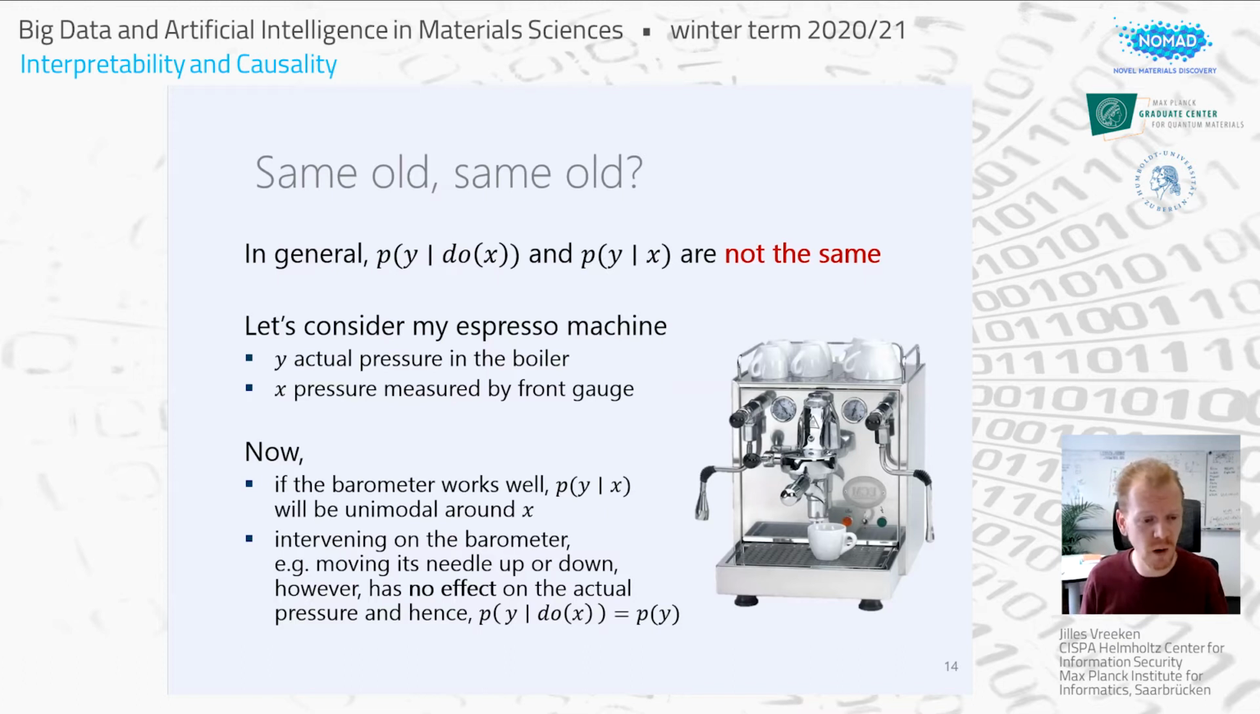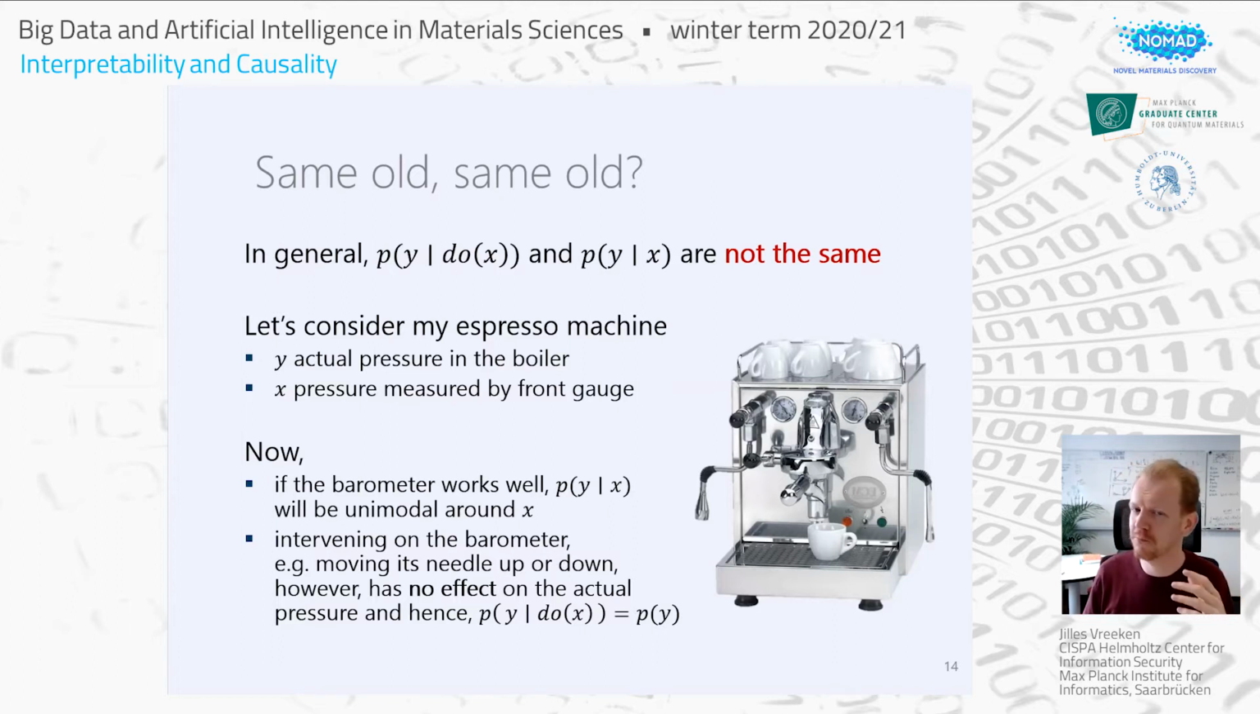So you need these measurement devices. Now, suppose that Y is the actual pressure in the boiler, what is actually going on. And X is the pressure measured by this front gauge, typically the right one, at least for my machine. This barometer, manometer, whatever you want to call it, if it's a good one, and Italians being espresso lovers, they make sure that their pressure meters are really good, should be very close to the actual pressure in the tank, right?